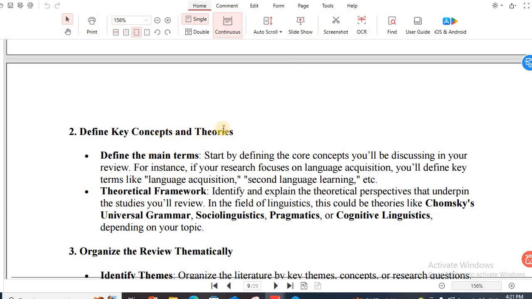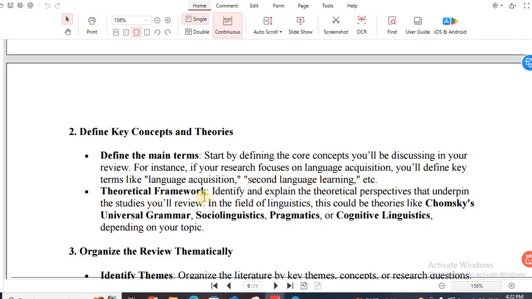Define key concepts and theories in chapter 2. Now you know the purpose and the contextualization of chapter 2. The key terms and theories of chapter 2: define the main terms. What are the main terms there? Try to find out by defining the core concepts you will be discussing in your review. For example, if your research focuses on language acquisition, you will define key terms like language acquisition, second language learning, etc.